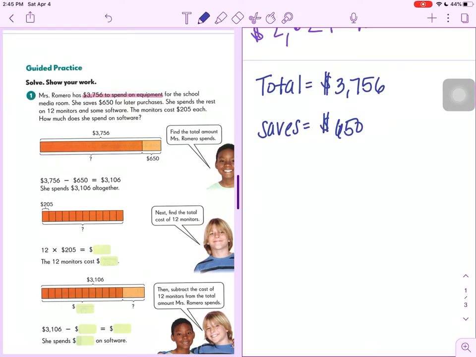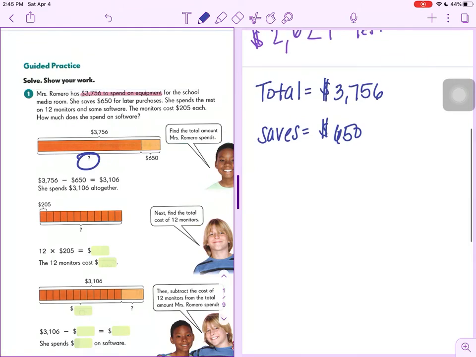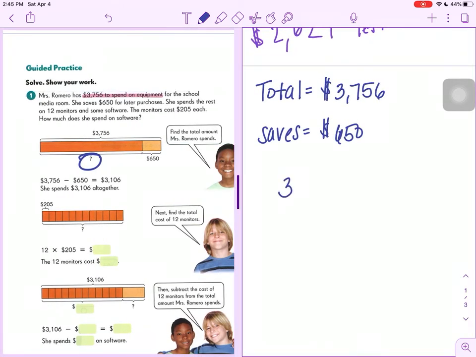Okay, so I know that she's got the $3,756 and the $650 she's saving. I need to figure out what the other part is. So I am going to subtract $650 from the $3,756. Subtract 650.